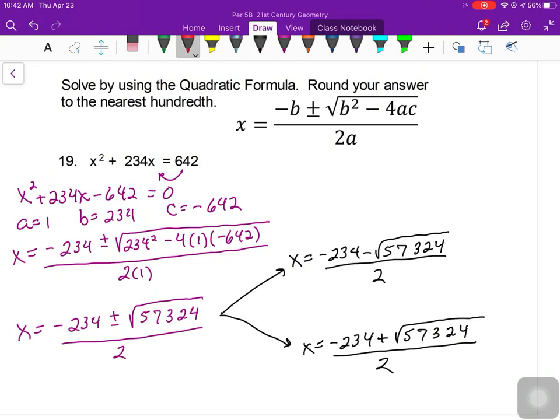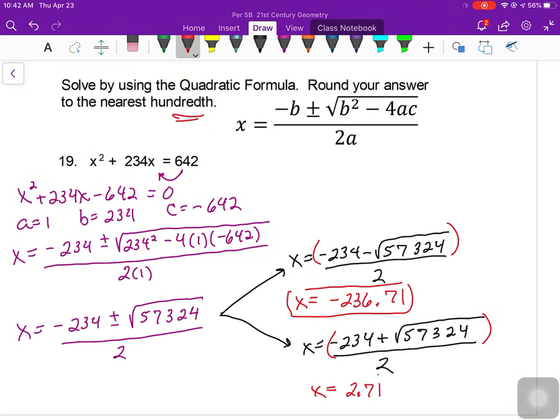And again, constant reminder, don't forget when you put it in the calculator to put parentheses around the whole top and the whole bottom. It looks like this top one, if we go to the nearest hundredth, will give us negative 236.71. The bottom one, to the nearest hundredth, would give us 2.71.